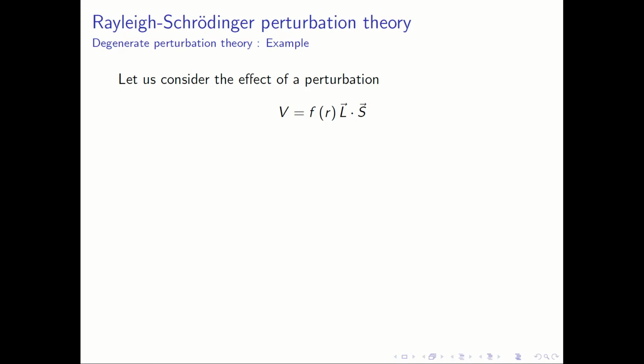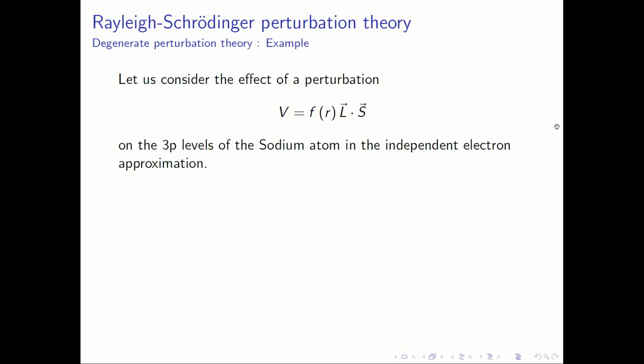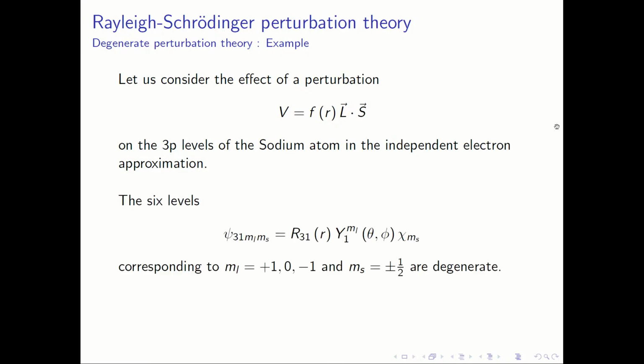It's pretty easy to see that for 3s electrons, L being 0, this perturbation will have no effect, at least in the first order. So, we are looking at the effect of this perturbation on the 3p electron, or the 3p level of the sodium atom, and of course we are working in the independent electron approximation. Now, the 3p level in sodium is degenerate. It's actually 6-fold degenerate. So, there are 6 levels corresponding to ml values of +1, 0 and -1. This of course is because p corresponds to L equal to 1, as well as ms equal to ±1/2.